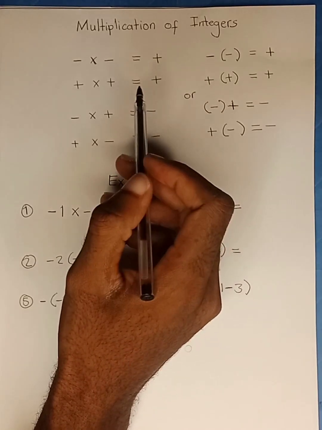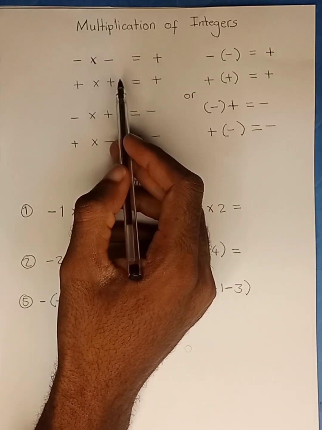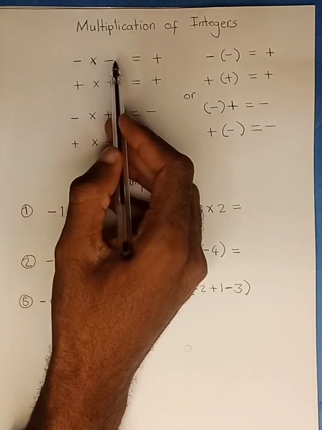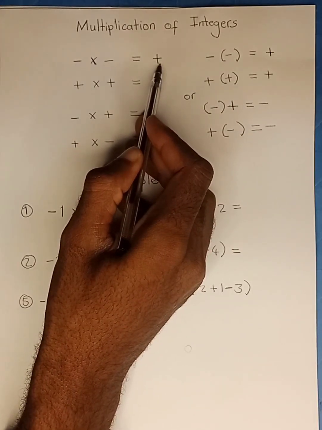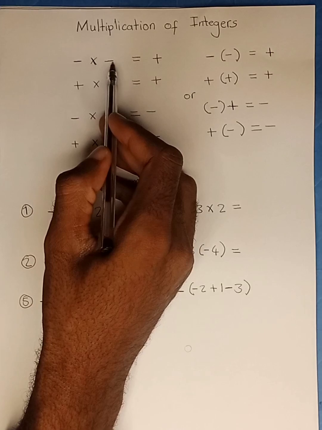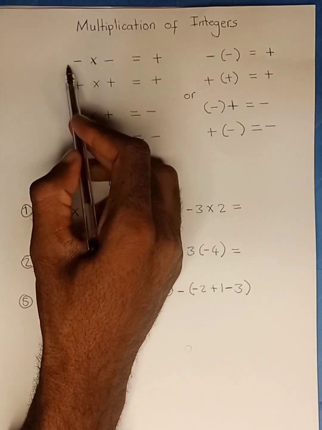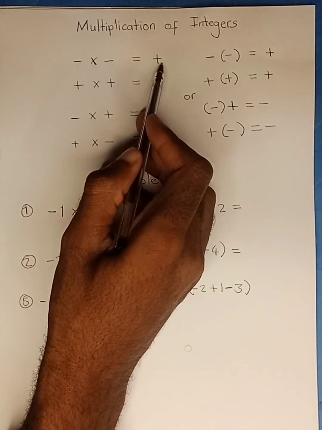Always get it right. This is multiplication of integers. Whenever the signs which are being multiplied are the same, the result should always be positive. Here we have a negative and here we have a negative. The signs are the same. Negative times negative, we get positive.